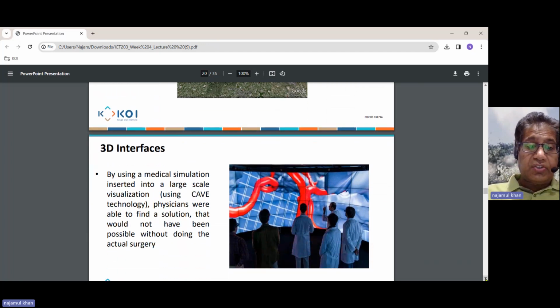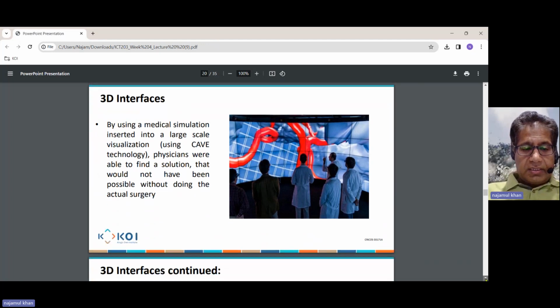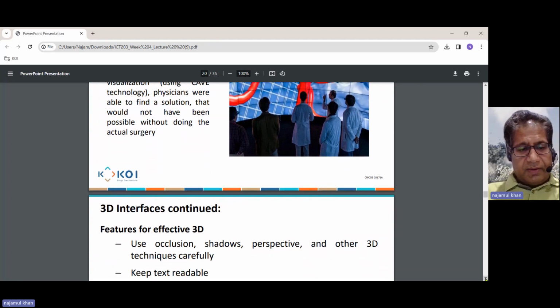By using a medical simulation inserted into a large scale visualization using CAVE technology, physicians, these doctors, are now able to find a solution that would not have been possible without doing the actual surgery. So imagine they're using cameras and 3D interfaces technology. The doctors, surgeons, can find what is wrong in someone's body. So it is really making a big difference, especially in medical technology, and industrial technology, and it is commercially being widely used as well.